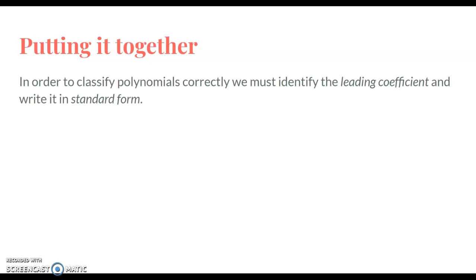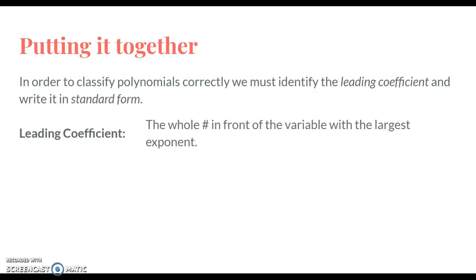So let's put it all together. In order to classify polynomials correctly, we must first identify leading coefficients, and we have to write it in standard form. So real quickly, what is a leading coefficient? A leading coefficient is that whole number in front of the variable with the largest exponent. For example, if the biggest term in a polynomial is 5x to the third, the degree is the third, so we know that it's a cubic polynomial. And that 5 is the leading coefficient. It's the coefficient attached to the variable that has the highest exponent, which is the 3.